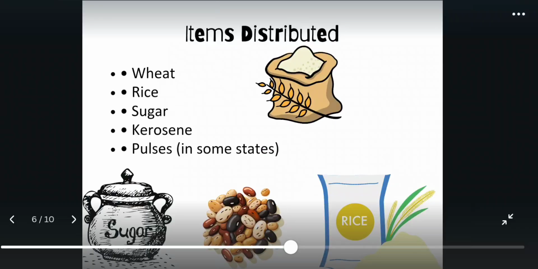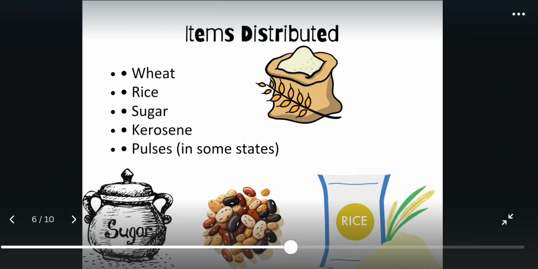Now, what are the items that they distribute? Wheat, rice, sugar, kerosene, and pulses in some states. As you know, rice and wheat are the main food grains. Every time in your house you'll find that rice and wheat are the main things that are cooked. And then sugar is also given, but at times in limited quantity.